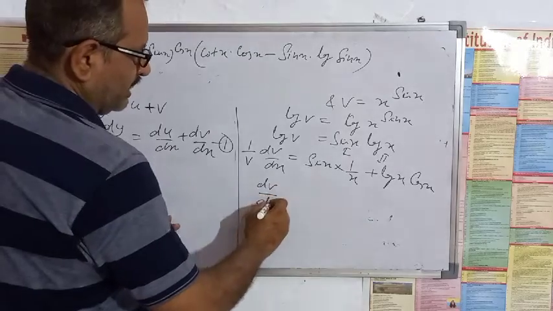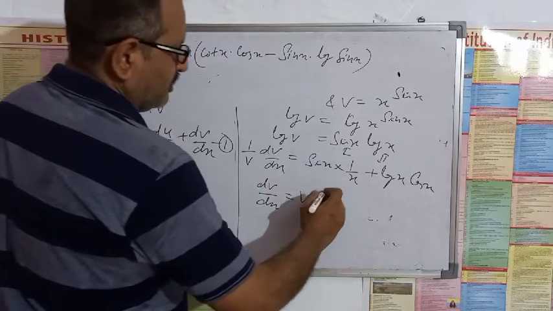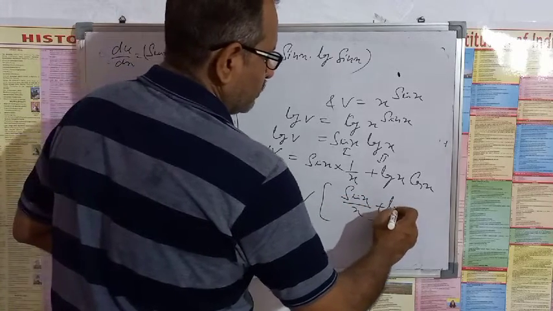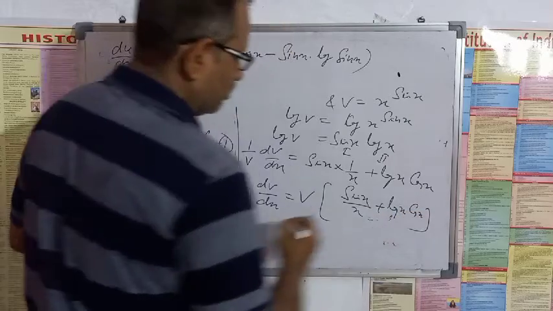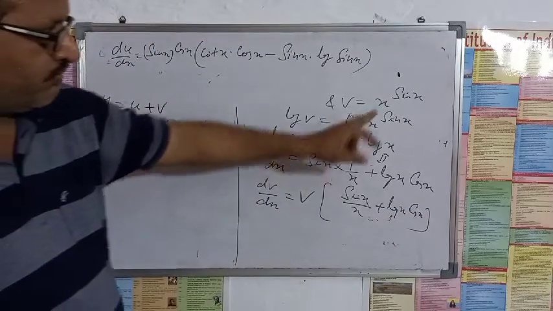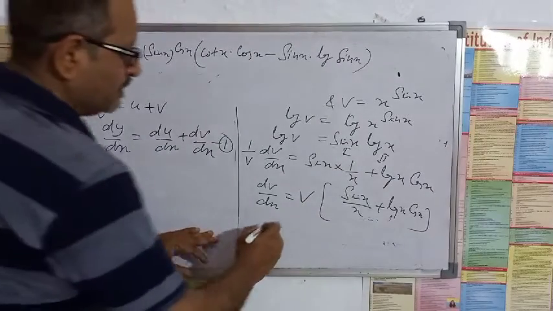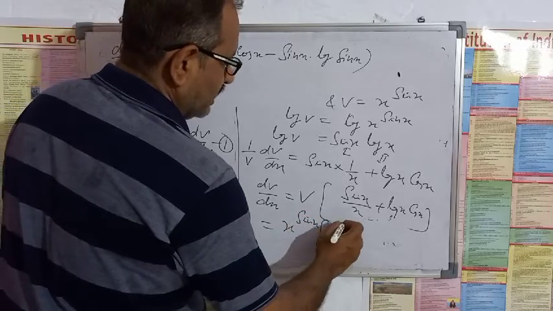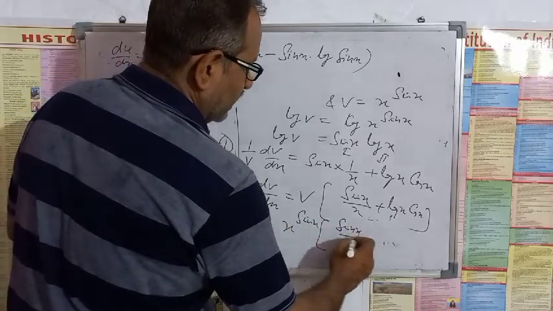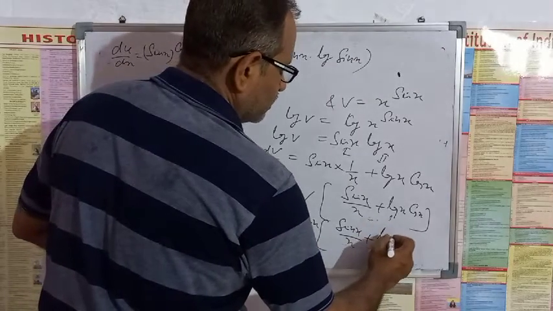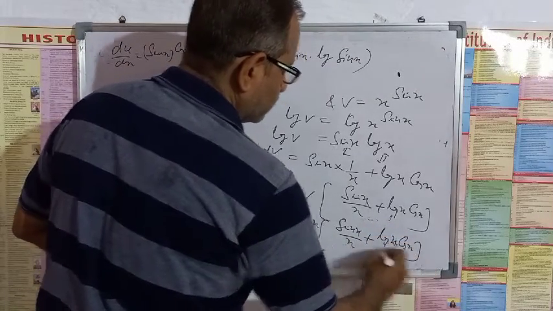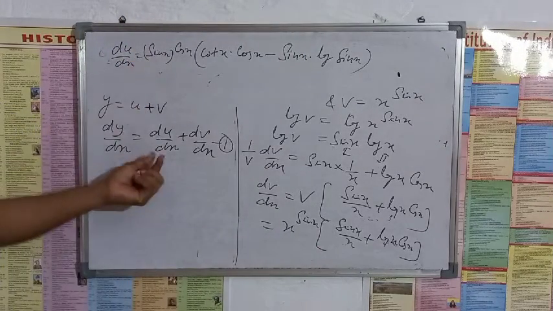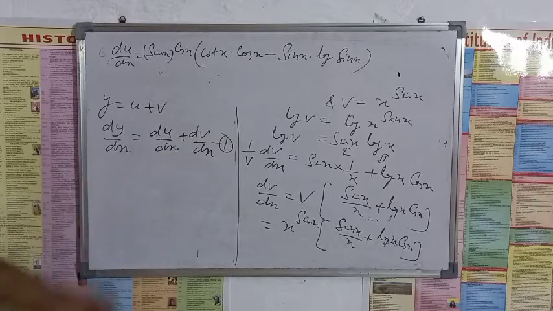So what will be dv by dx? Cross multiply by v. So it is sin x upon x plus log x cos x, and put the value of v here. So it will be x to the power sin x, into sin x upon x plus log x cos x. So it is dv by dx, and this is du by dx. We have to put these two values here to get dy by dx.